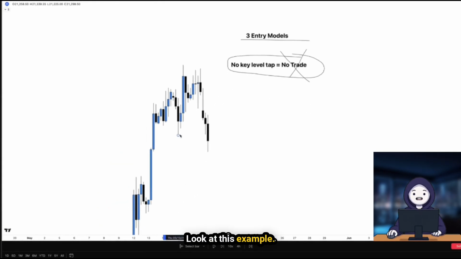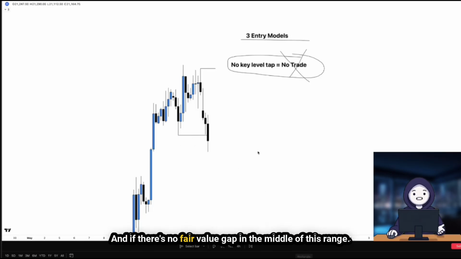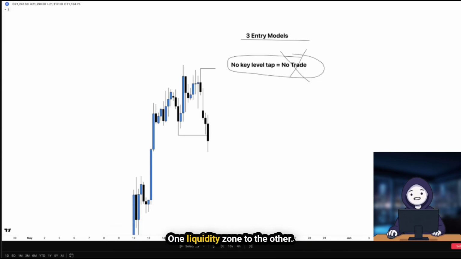Look at this example. Price has traded into this liquidity area, but there's no displacement. No fair value gap was created. That absence alone signals that price is likely to rotate back up toward the high that failed to create a new lower low. That high can be treated as a key level, specifically as external range liquidity. And if there's no fair value gap in the middle of this range, then the market is expected to travel from one liquidity zone to the other.